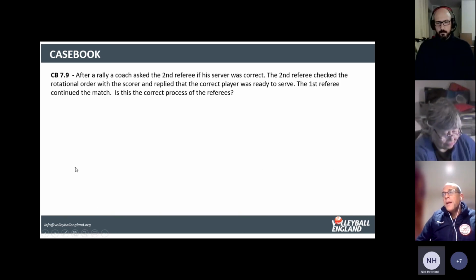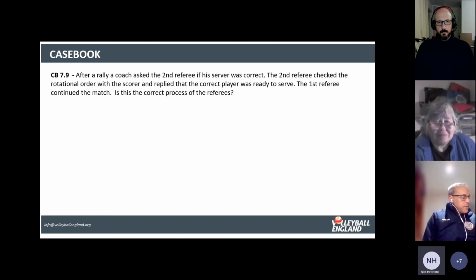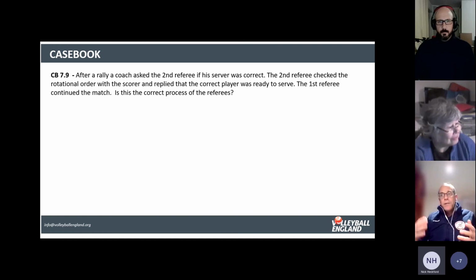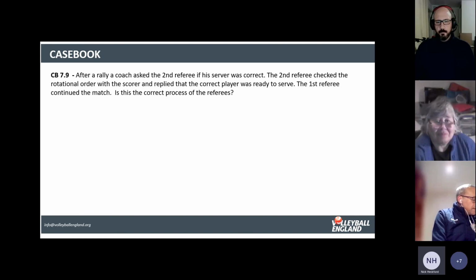We've got one more then. After a rally, a coach asked the second referee if his server was correct. The second referee checked the rotation order with the scorer and replied that the correct player was ready to serve. The first referee continued the match. Is this the correct process of the referees? I think we've already seen the video for this one, so it shouldn't be too difficult to say that in this case, the process was absolutely correct. It gave the right information.